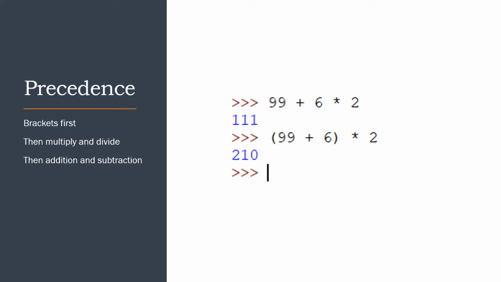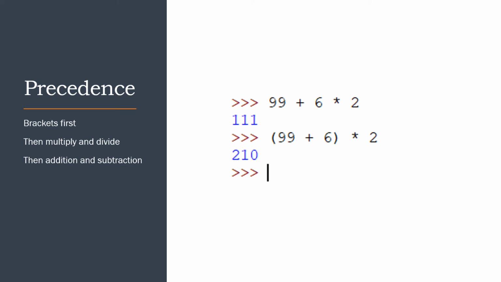What about the second example, 99 plus 6, in brackets, times 2? Which part of the sum will the computer evaluate first? If you said 99 plus 6, you're right, because that part of the sum is in brackets, so it has precedence. 99 plus 6 is 105. The computer then does the second part of the sum, which is multiplied by 2. And 105 multiplied by 2 is 210.